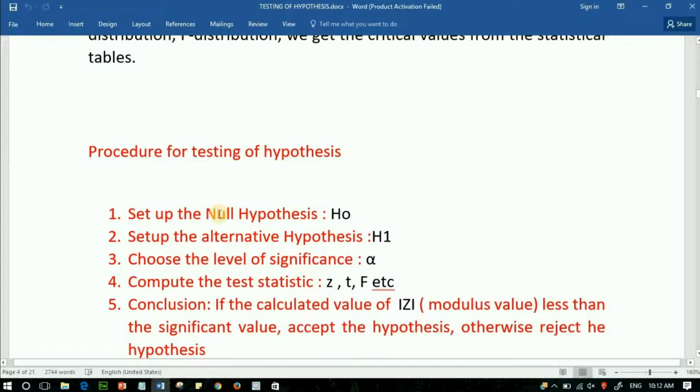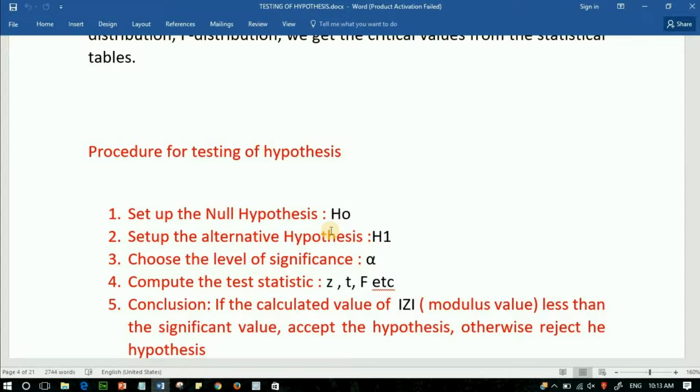Then how to conduct a test, or the procedure for testing a hypothesis. In any test, depending on the problem, we have to first of all set up the null hypothesis H0. That means in this case we say that there is no difference between the values. Second, set up the alternative hypothesis H1. In this case, there are three cases depending on the problem: it is two-tailed or left-tailed or right-tailed. Third, choose the level of significance alpha. Usually we will take it as 1% or 5%.